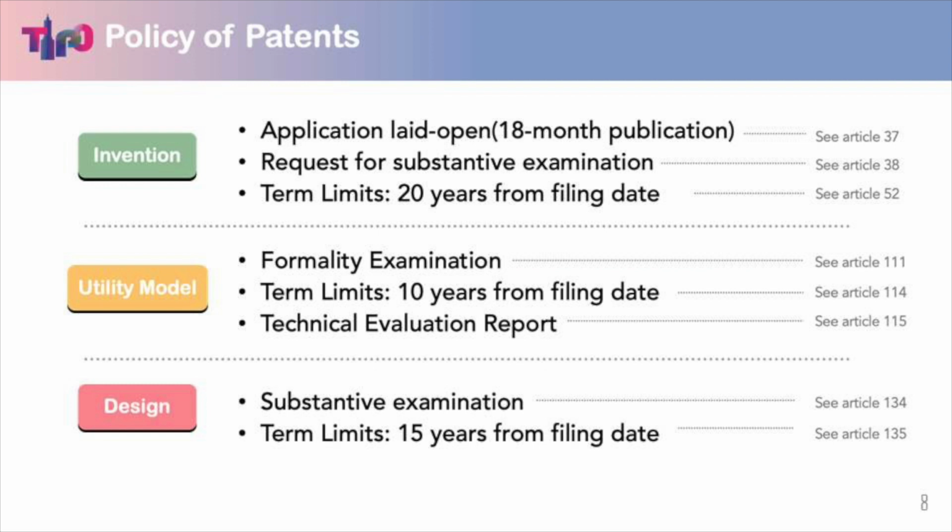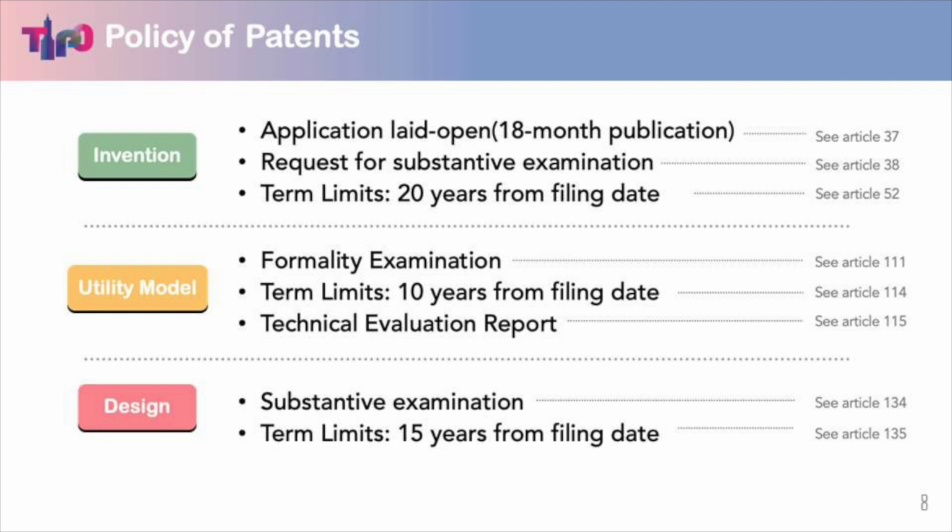Moving on to the patent policy. For invention patent, we provide earlier protection for an application. So we will have an application laid open after 18 months from filing date. After that, applicants should request substantive examination within 3 years from filing date. Its protection term will last for 20 years from filing date.